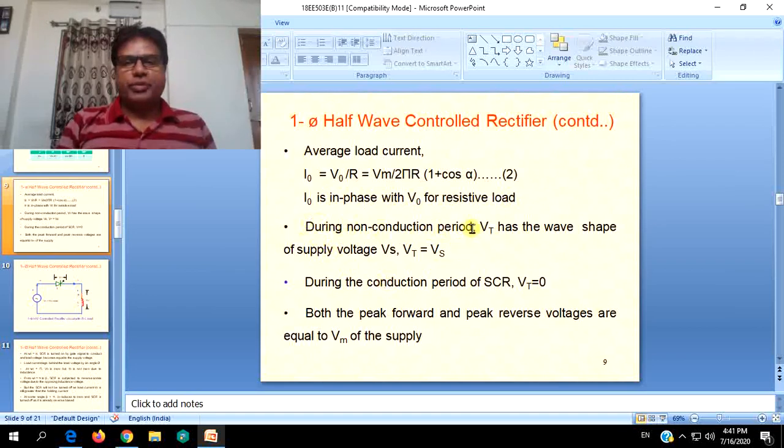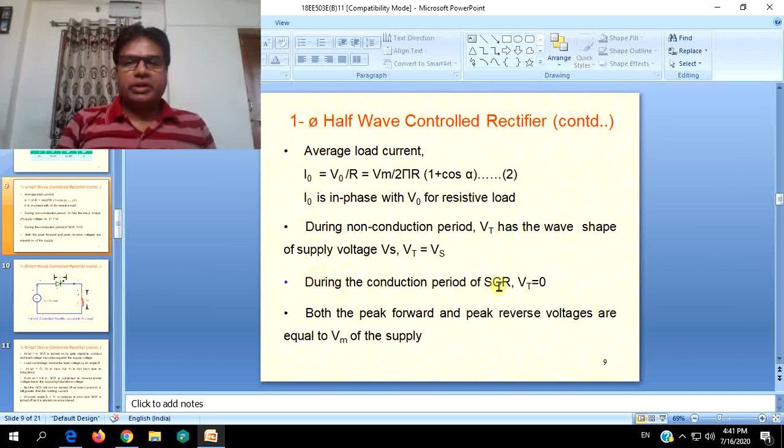During the non-conduction period, Vt has the wave shape of the supply voltage. Yes, we have discussed that. Vt, that is the voltage across the SCR, is equal to Vs, from 0 to alpha and also from pi to 2 pi.